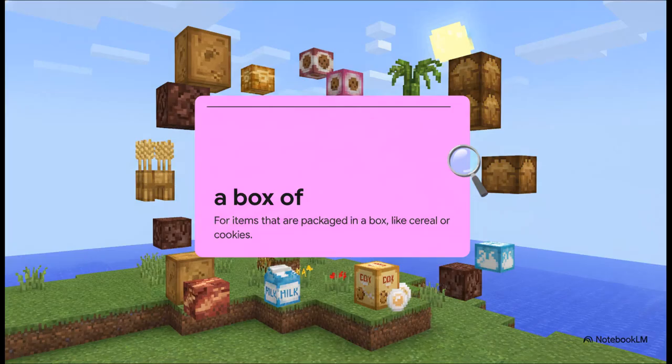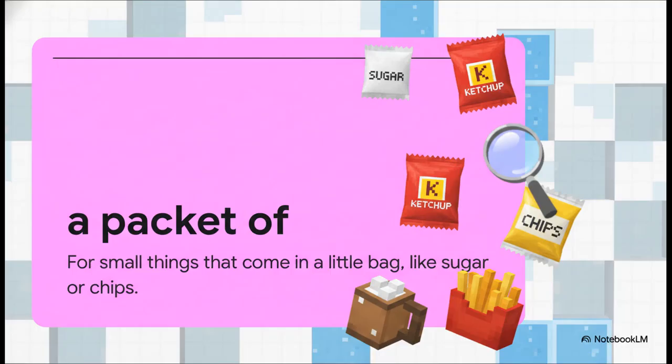Speaking of containers, what about things like cookies or crackers? They usually come in, you guessed it, a box. So you would buy a box of cookies to share with your friends, or maybe you have a box of cereal for breakfast. And for our last word in this section, what about really small things, like the sugar for your tea or the ketchup for your fries? Those often come in a packet. A packet is just a little paper or plastic bag, like a packet of sugar.